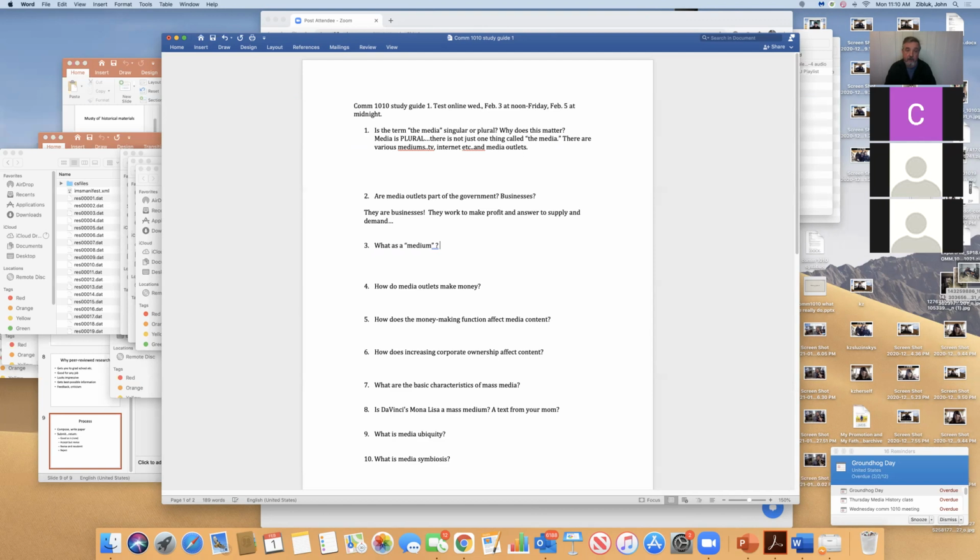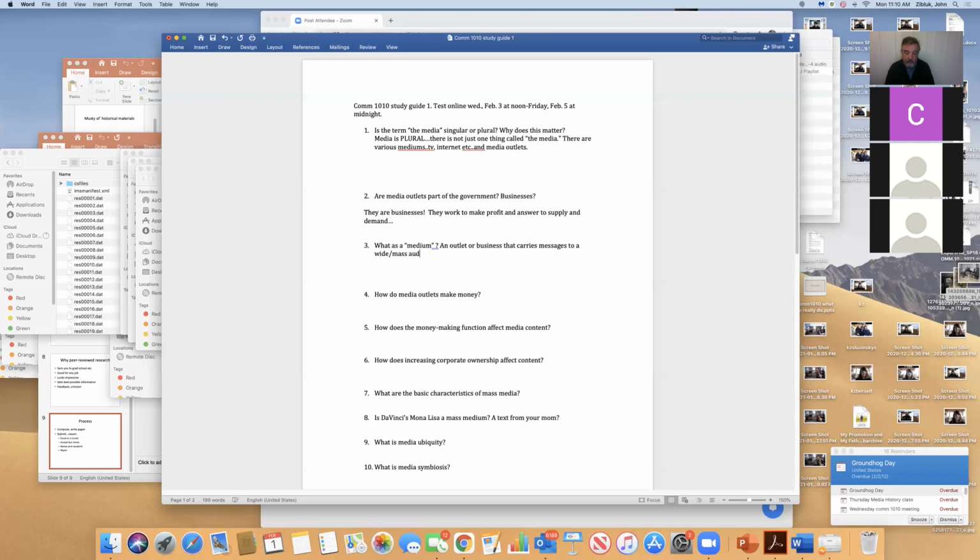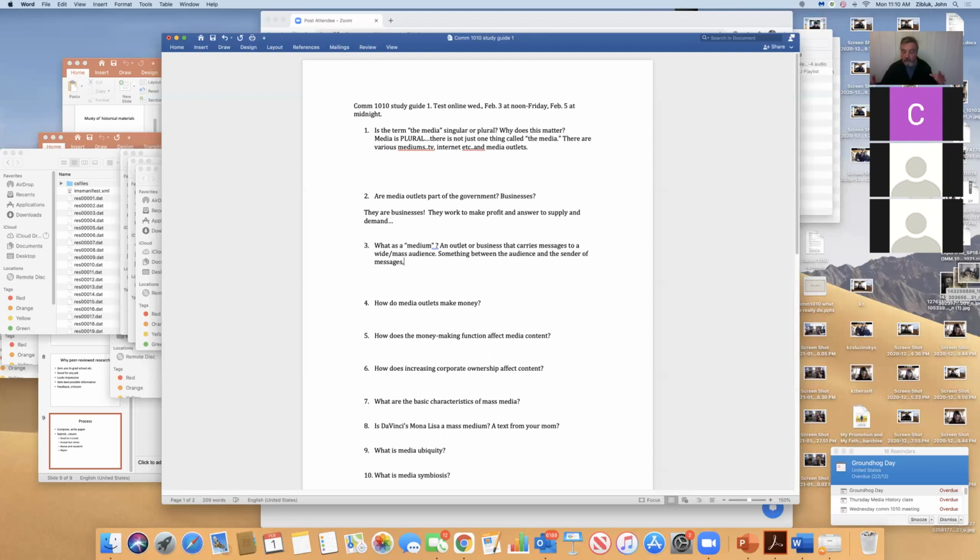What is a medium? An outlet that carries messages to a wide mass audience, something between the audience and the sender of messages. So it's that thing that separates you from the person sending the message. Could be the internet, could be a TV station or a book. And we will ask several questions. This is one of those things, there's going to be more than one question. What's a medium and what isn't? Just to let you know.